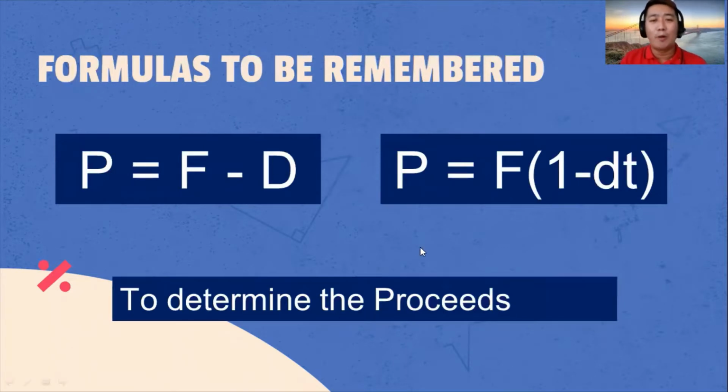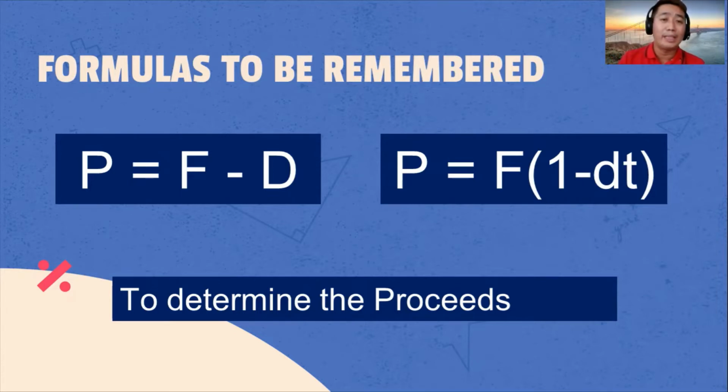So these are the formulas to be remembered in determining the proceeds. There are two possible formulas that we can use in solving the proceeds in a bank discount. Proceeds is equal to the maturity value minus the discount, or proceeds is equal to the final value or maturity value multiplied by the quantity of 1 minus the product of the discount rate and time.